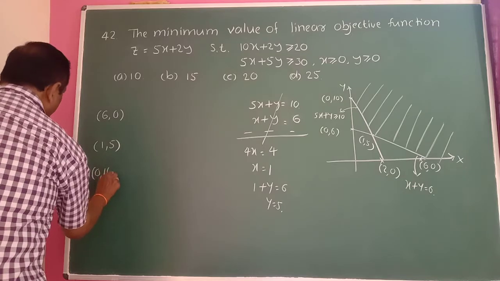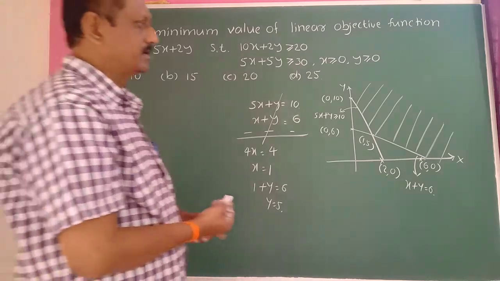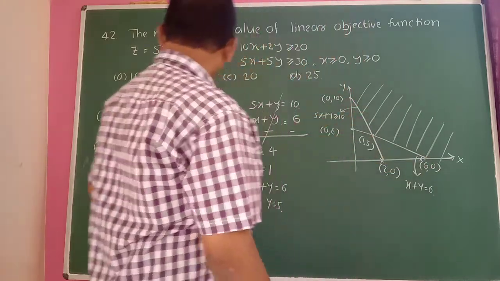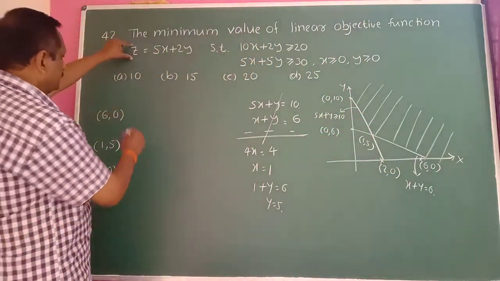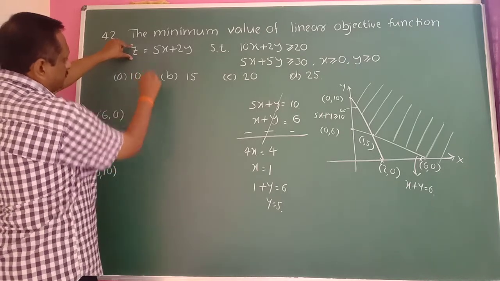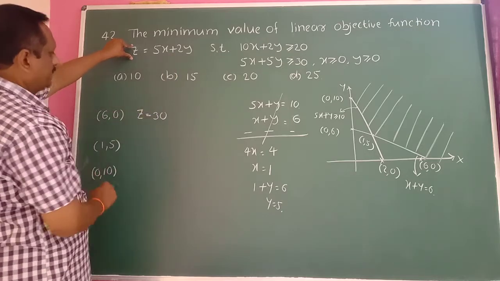Because the objective function occurs only at the corner points here, these are the corner points of the feasible region. So use the objective function: Z equal to, put x equal to 6 here. 6 5s are 30 here, and this is a 0. Z equal to 30 here.